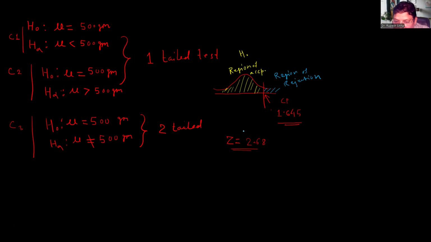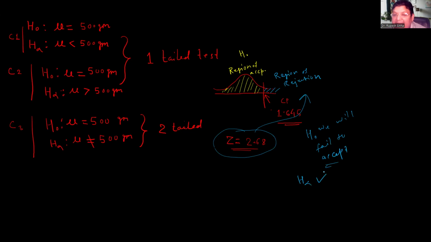So in this example, what I told just now, suppose we got value of z 2.68, which is more than this. So it means z comes this side. So H0 is what? We will fail to accept null hypothesis. So in this case, we fail to accept null hypothesis. It means we are going to accept what? Alternate hypothesis. This is how we are going to basically draw the conclusion and we write our interpretation.